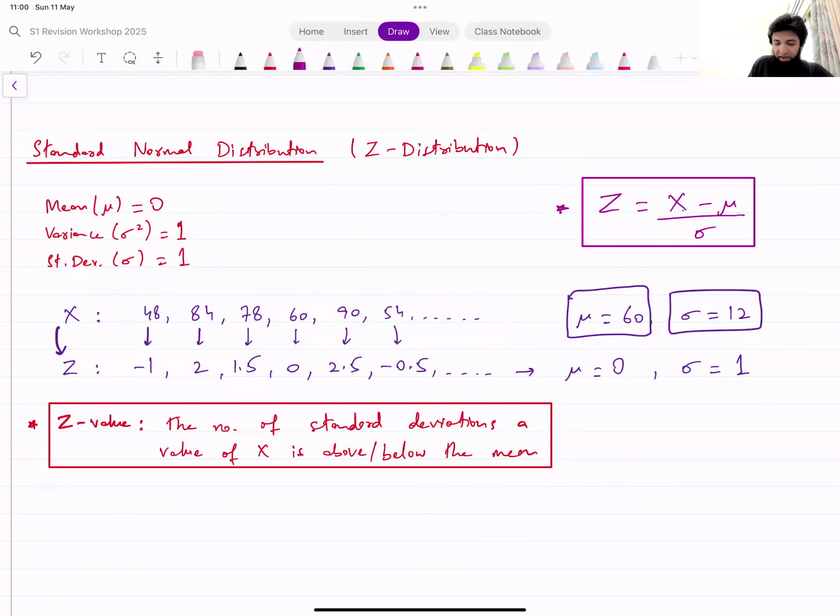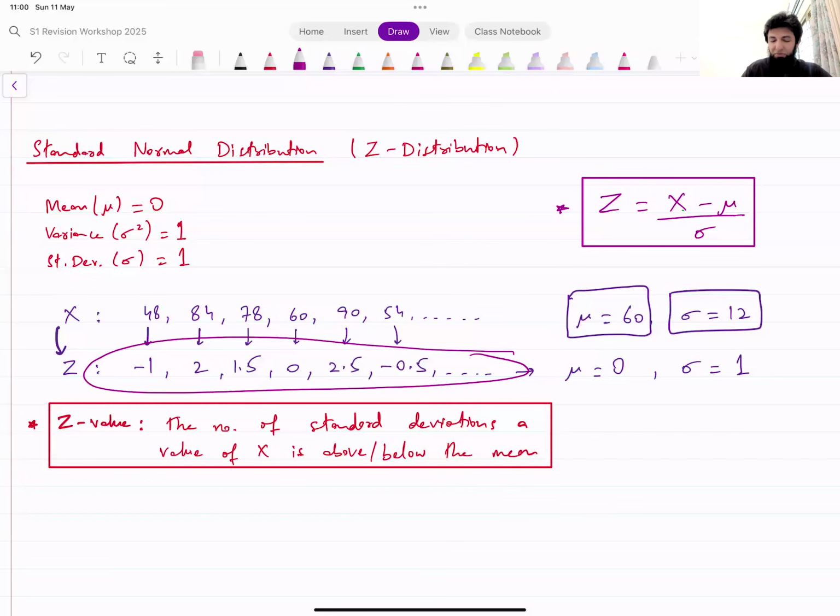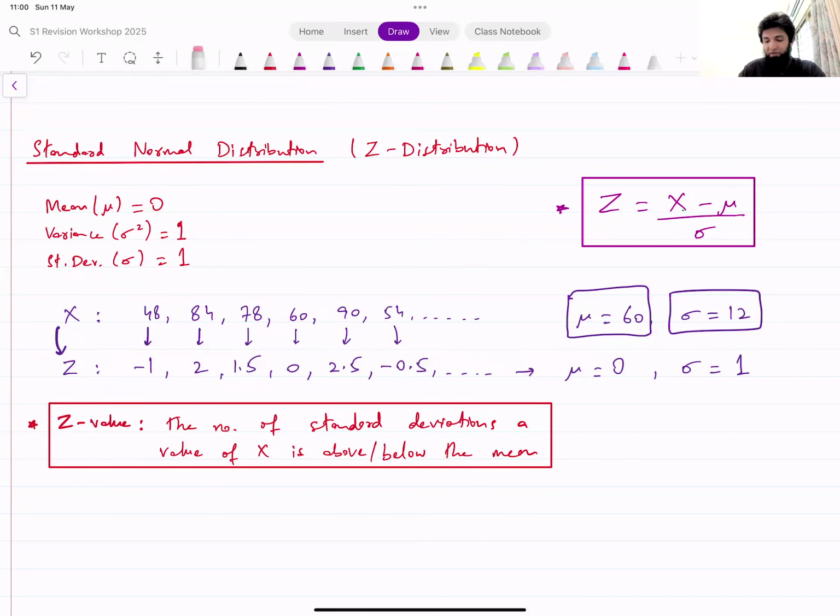Now, if you were to find the mean and standard deviation of all of these values, if you had all of these values written down here, the mean would turn out to be 0 and the standard deviation would turn out to be 1. And then we could use that normal distribution table. Now, this is important. We'll talk about this later again as well.